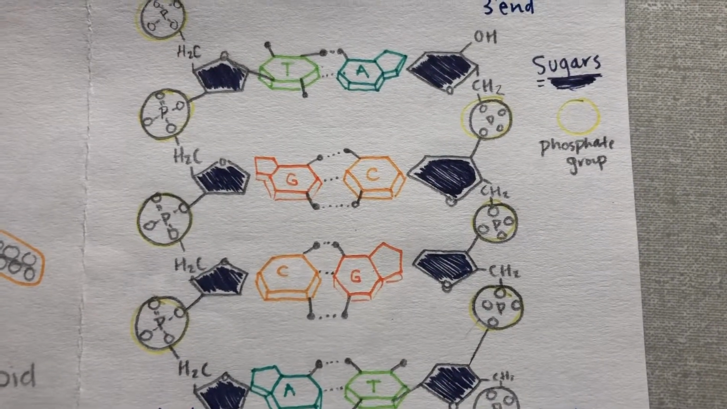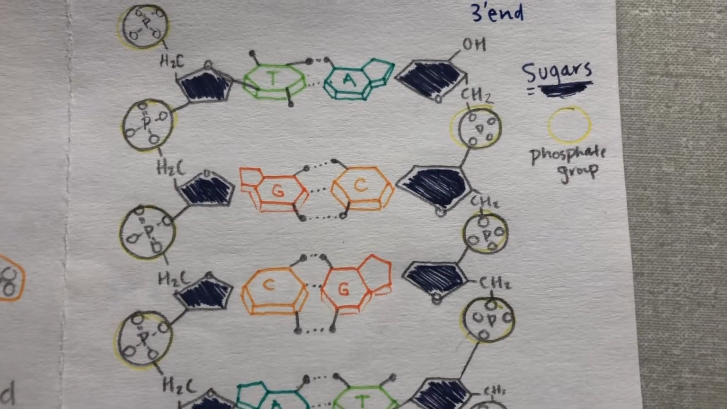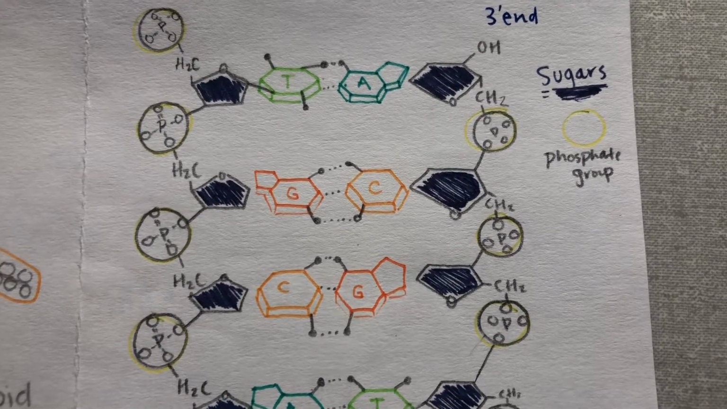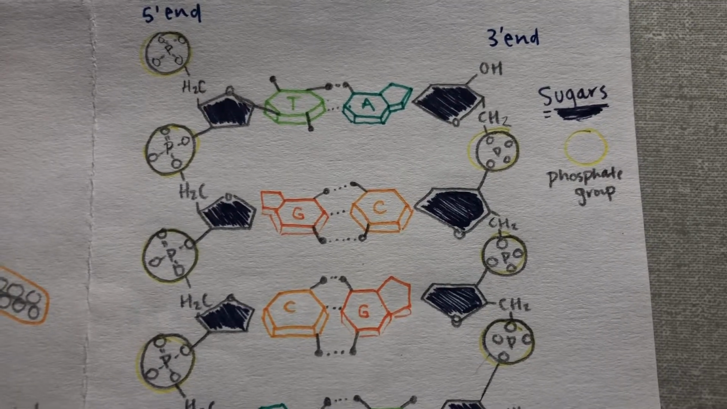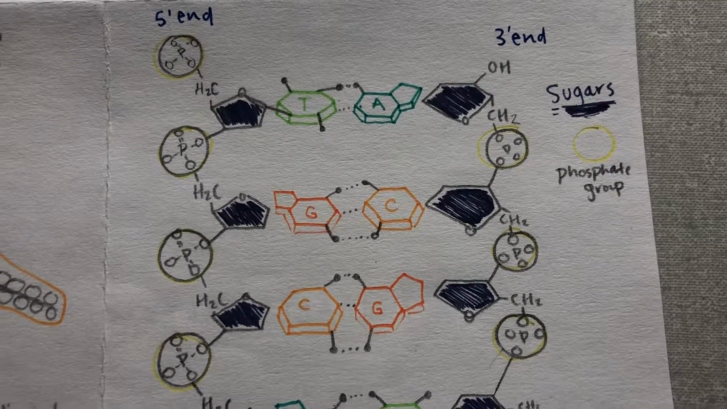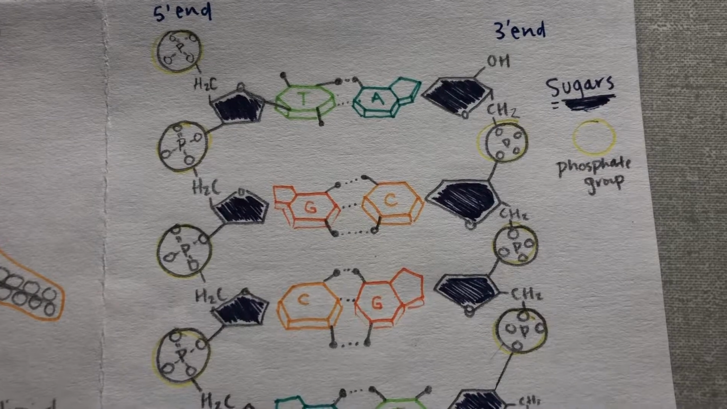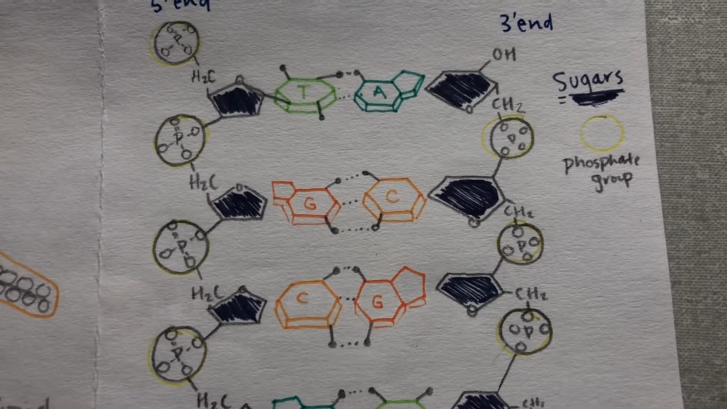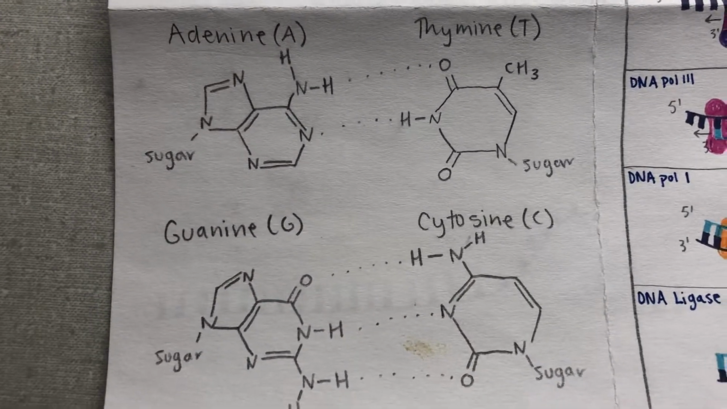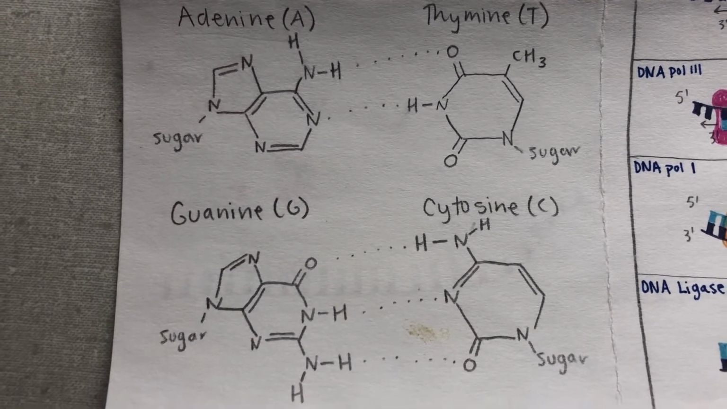So instead of having T and U, they have T. No, shoot, I'm sorry. My apologies. Instead of having A and T, RNA has A and U, but they still have G and C. And then here's a closer look at what each of those nucleotides looks like.